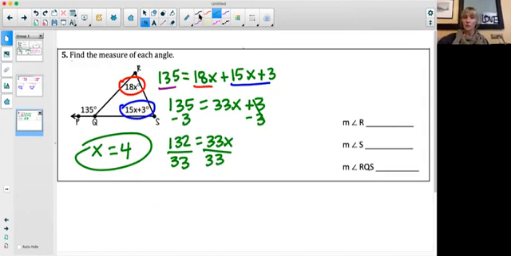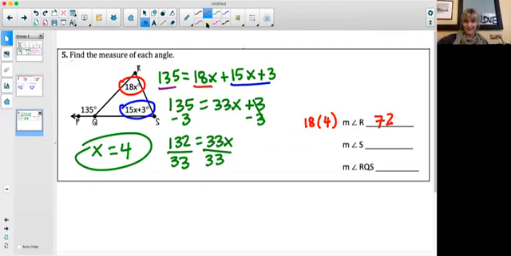So let's see how I use that to find all these other missing pieces of information. Measure of angle r. The expression is 18 times x. Now that I know x, I can simply go 18 times 4. I can do this in my brain. How would I do this without a calculator? 20 times 4 would be 80 minus 2, 4, 6, 8. So 72. Measure of angle r is 72 degrees.